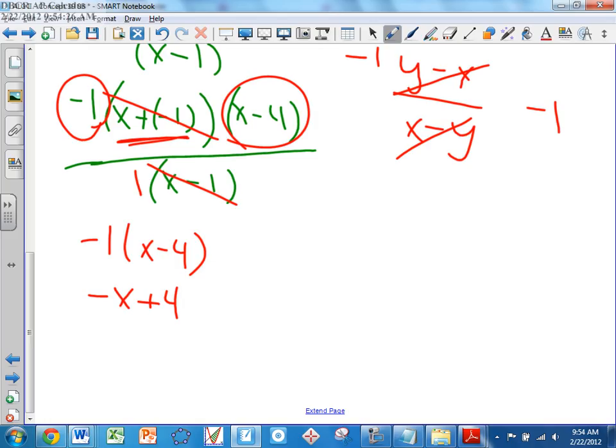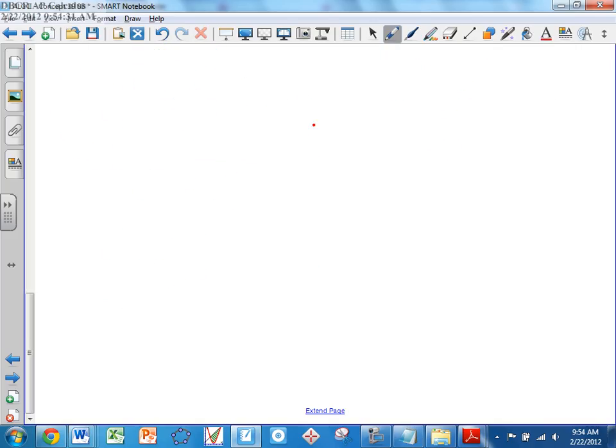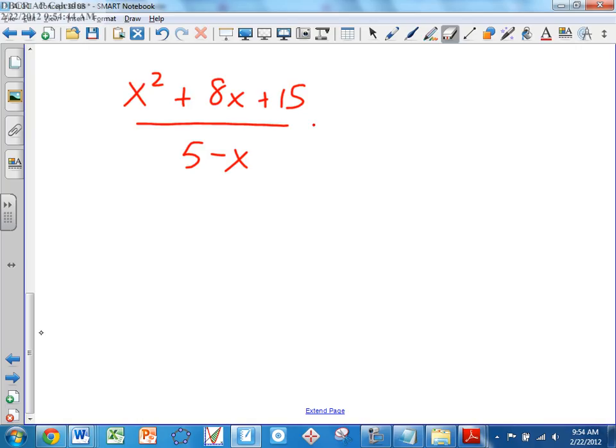Okay? Now, let's look at an example again of this before we get into division. What if we had, let's say, x squared plus 8x plus 15 all over 5 minus x. Oops. Let's say not plus 8. Let's say minus 15. And let's say minus 3x, like that. Let's take a look at this one. And this is a simple problem. It's not multiplication, just simplify.